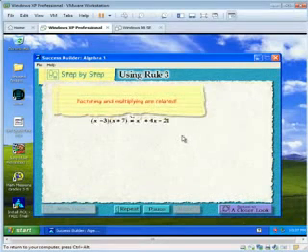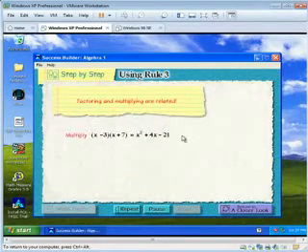Here's what happens when we multiply binomial factors. The x squared comes from x times x. The 4 comes from adding 7 and negative 3. And the negative 21 comes from multiplying 7 and negative 3. We can see that factoring and multiplying are related.